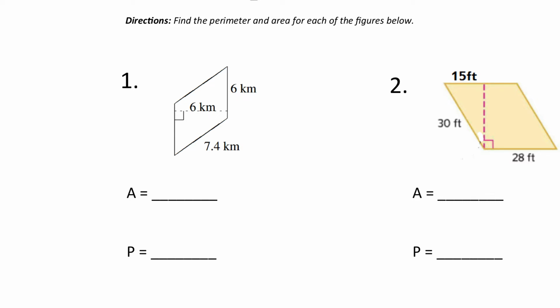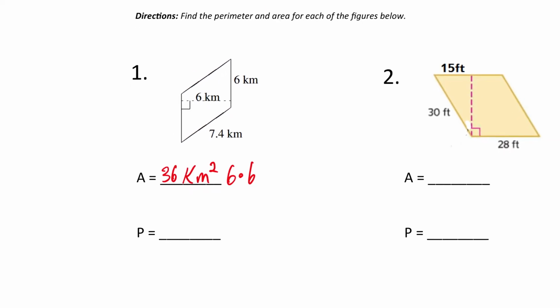6, and the height is 6. It's basically like laying on its side. So this would be the base, and this would be the height, because you can see that's what's perpendicular right there. So it's just 6 times 6, base times height. So it's going to have an area of 36 square kilometers.